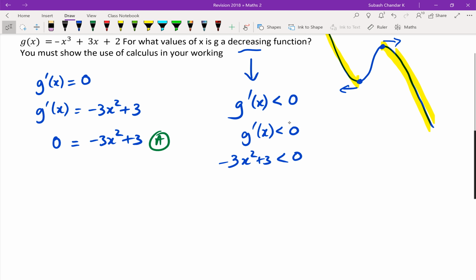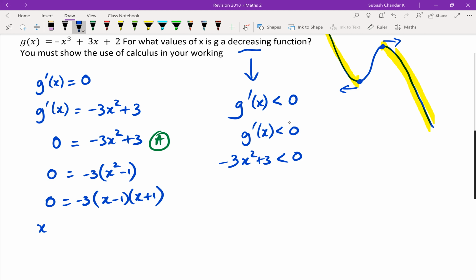Now, the next part from here is kind of similar. You've got to try and work out for what values this is going to work. So in this case, I've got 0 equals negative 3 is a common factor. So if I take it out, I get x squared minus 1. Then I can rewrite this as 0 equals negative 3, x minus 1, and x plus 1. And from here, I can say that x minus 1 equals 0, or x plus 1 equals 0. So x is equal to 1, and x equals minus 1. What I've just discovered is that these 2 things here are this point. So that's negative 1, and that's positive 1.